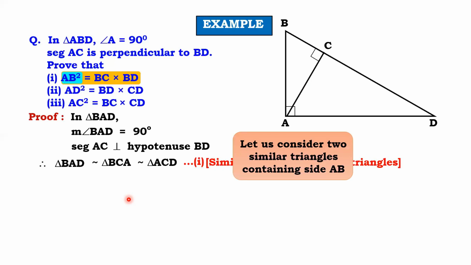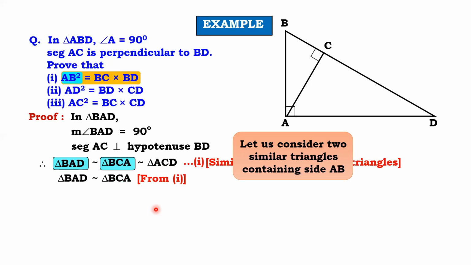So tell me, students, which are the two triangles which contain side AB? Yes, AB is there in the first triangle, and AB is there in the second triangle as well. The third triangle does not have B, so we'll consider these two triangles. So we'll write down them similar from 1.